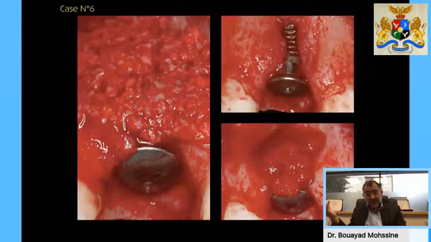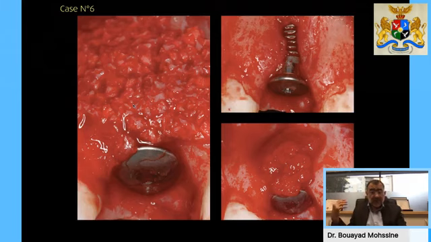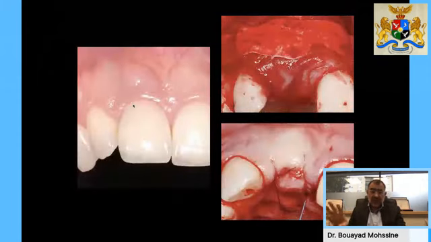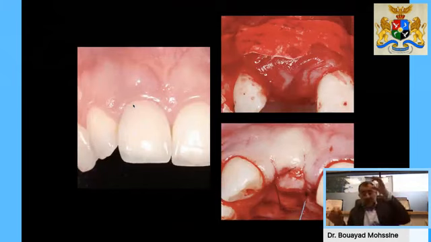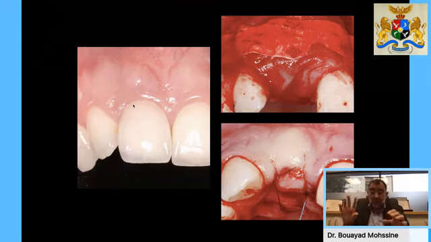In this case, it's the same thing as before. We place the bone grafting to cover the implant, and we place the collagen membrane, and we ensure that we have good sutures of the site in order to close the site hermetically. And you can see here the result of the healing with a final crown.